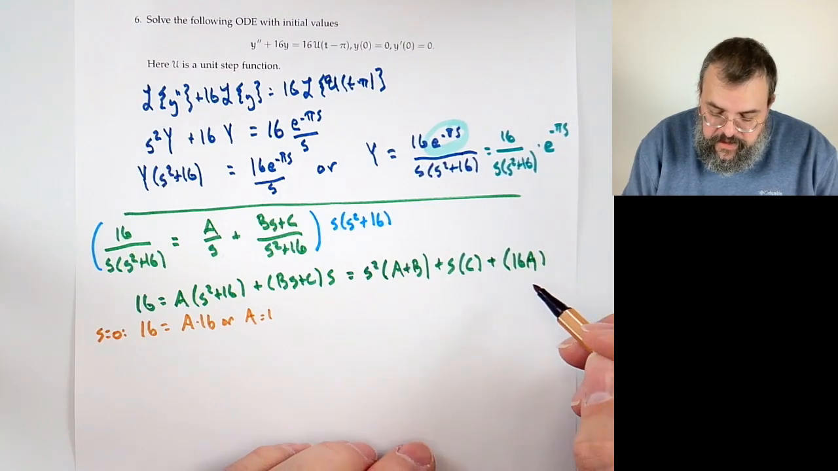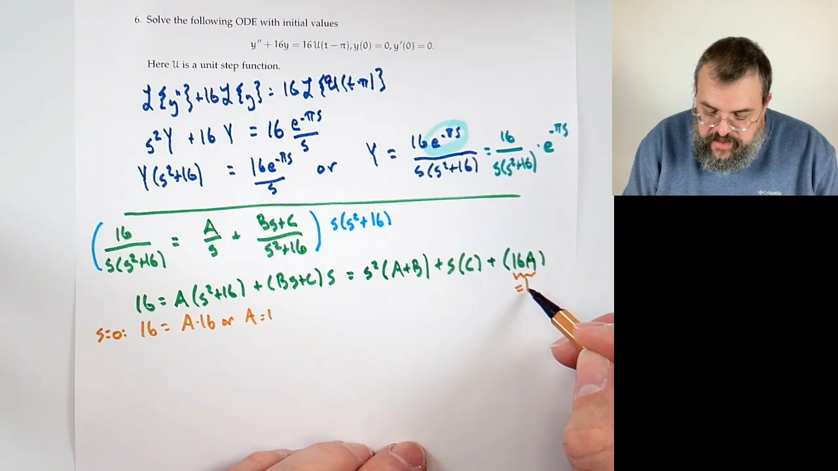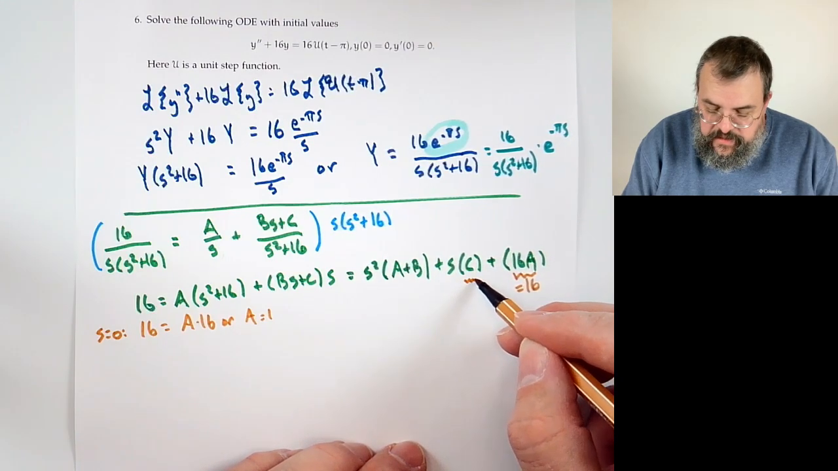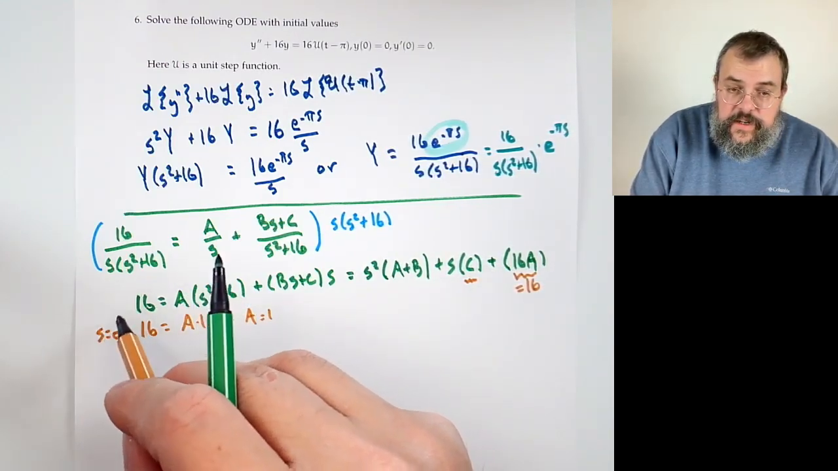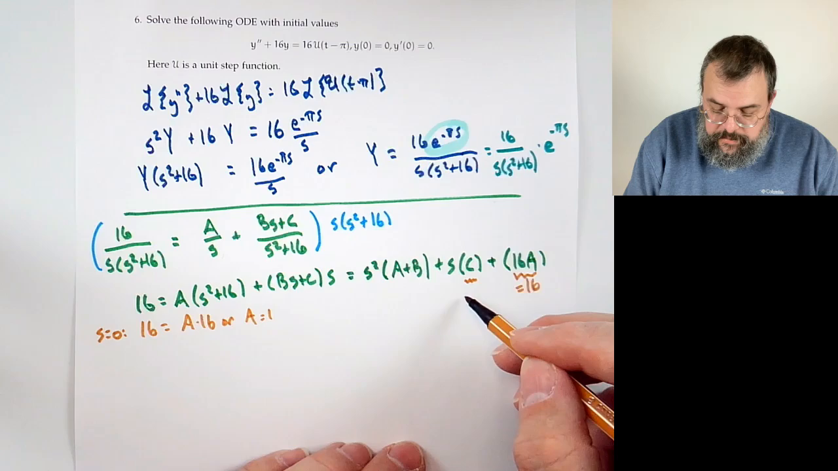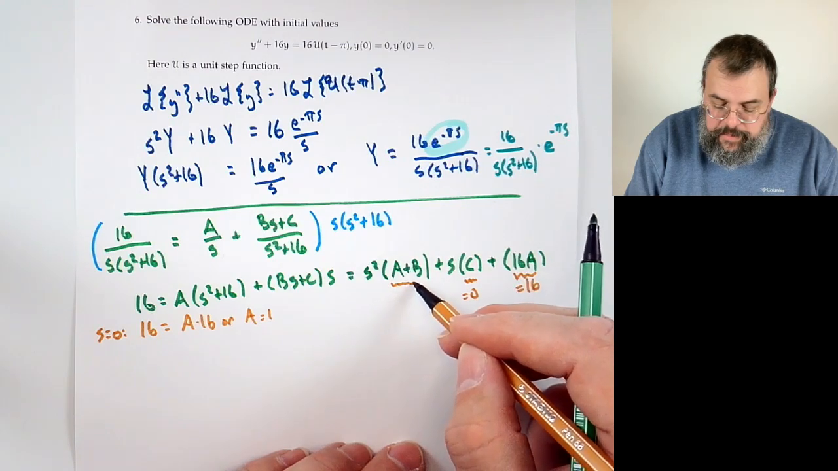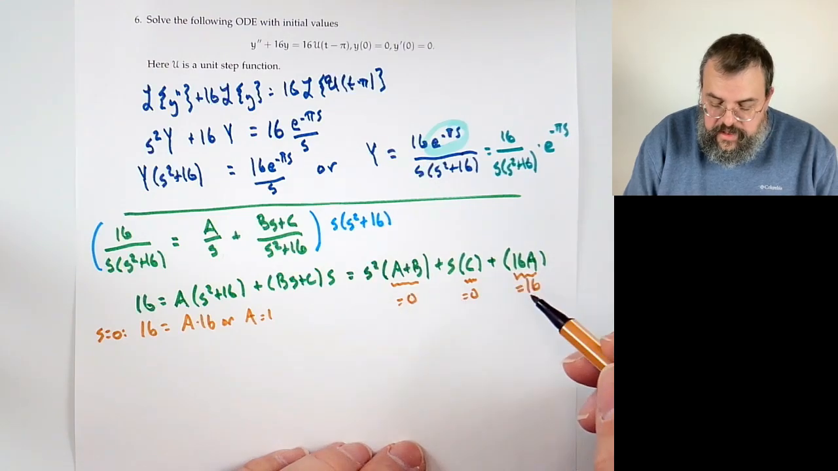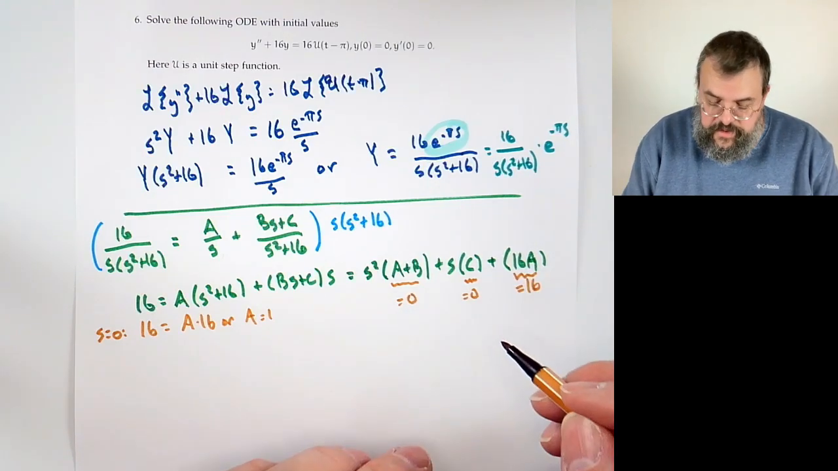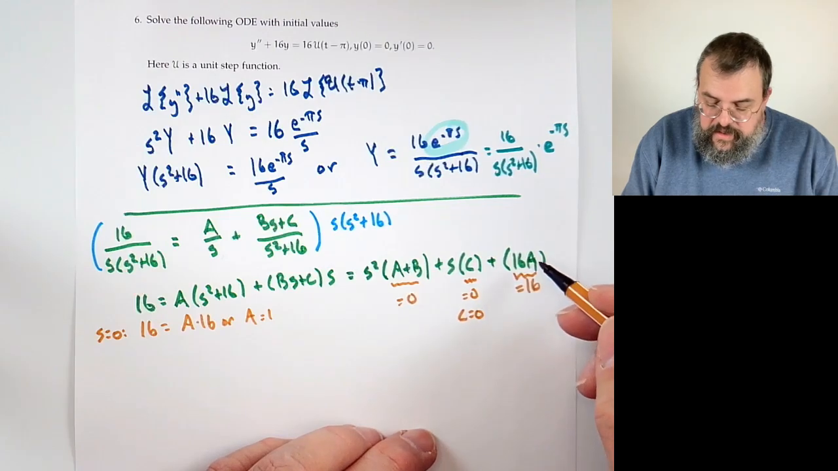And what do we have? Well, the constant has to match the constant on the other side. The coefficient for c has to match the coefficient over here. Well, there is nothing, so that has to equal 0. And a plus b, well, there's nothing with s squared over there. That has to equal 0. So that says, aha, c equals 0. That's easy. Here's a equals 1.